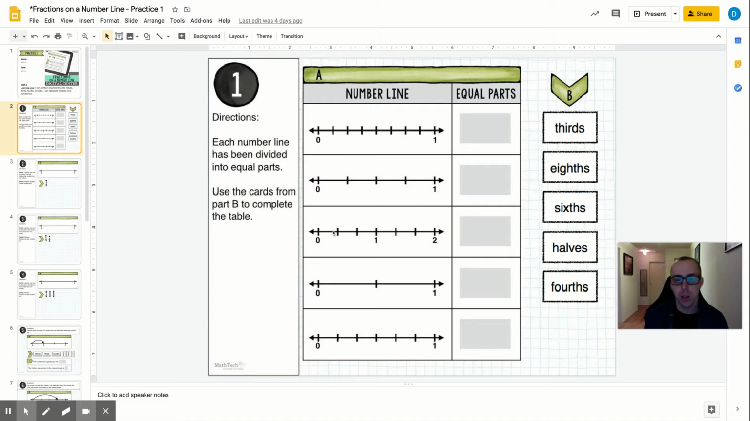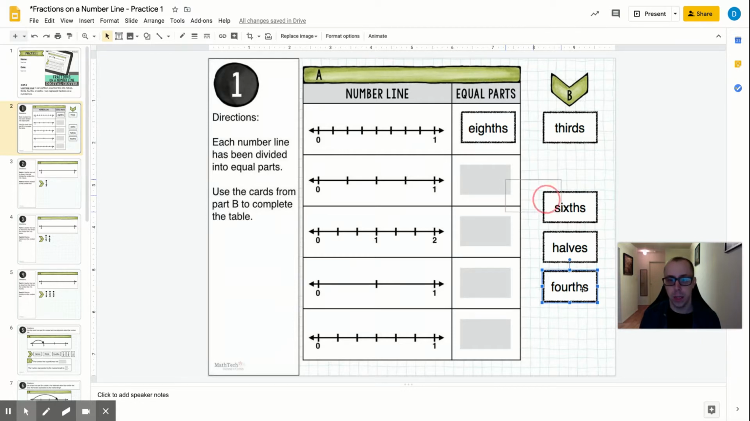When you're looking to find the number of equal parts, you need to count between 0 and 1 to see how many spaces there are. You're not counting the lines, you're counting the spaces or the jumps. So here, begin at 0 and count 1, 2, 3, 4, 5, 6, 7, 8. So this number line is divided into eighths. Moving on to the next one. We have starting at 0 and counting to 1. 1, 2, 3, 4. This is divided into fourths.